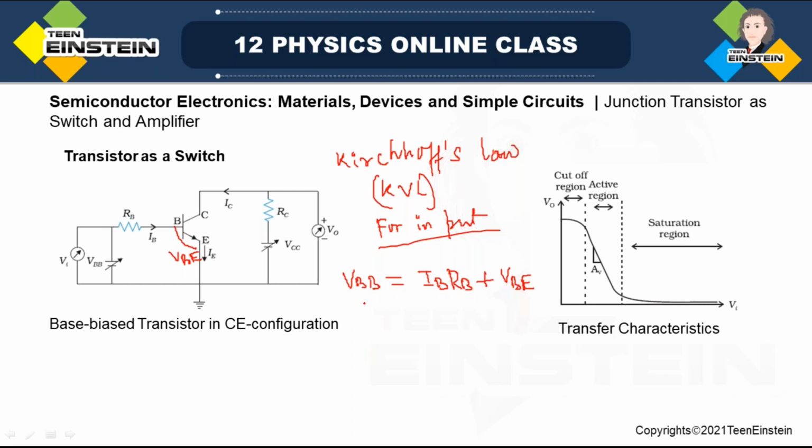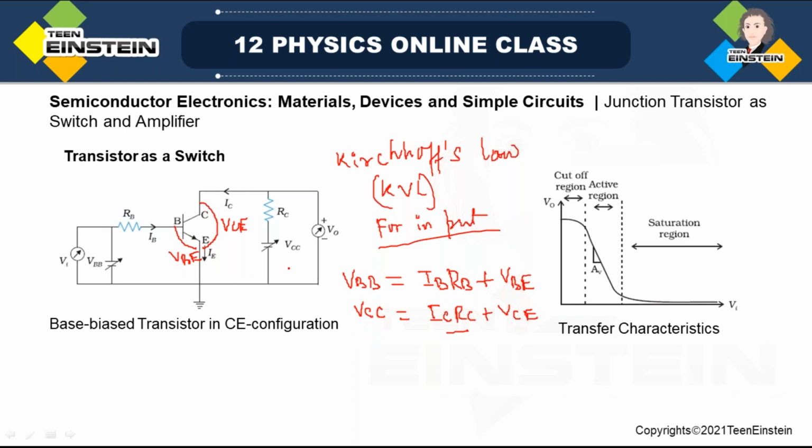Now look, I can write the same equation for this junction also. I can write VCC, the biasing voltage, is equal to ICRC plus VCE. VCE is what? The voltage across this CE junction. Plus there is a resistance in series with the collector. So ICRC, that is the drop across that RC resistance. So this will be equal to VCC.